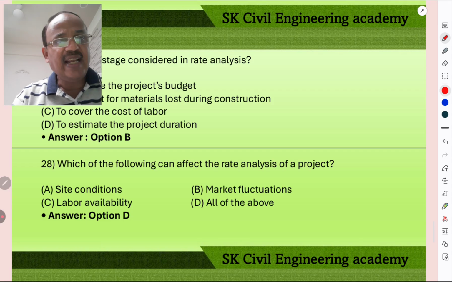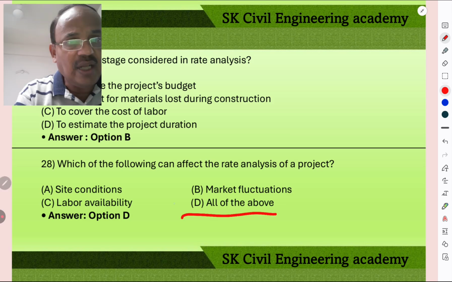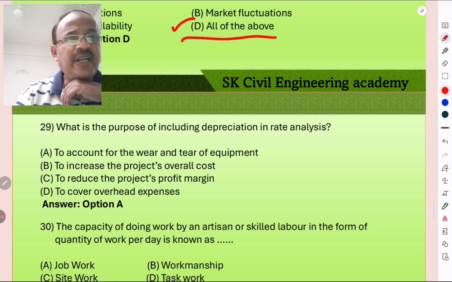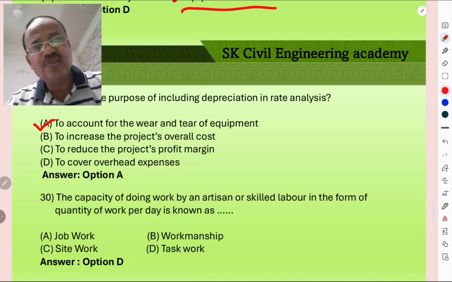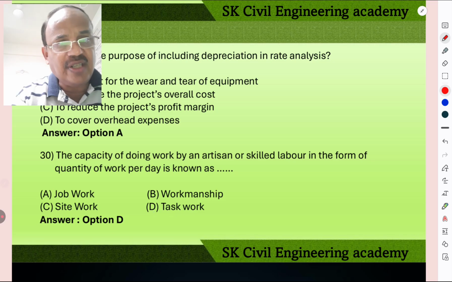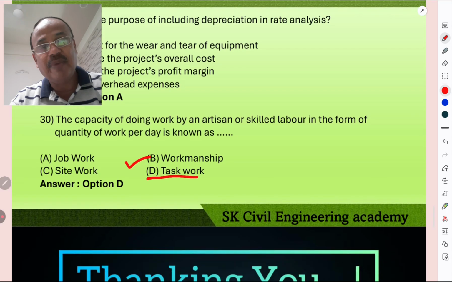Which of the following can affect the rate analysis of a project? Site condition, market fluctuations, labor availability, all of the above affect the rate analysis. What is the purpose of including depreciation in the rate analysis? To account for the wear and tear of equipment or a structure. Then the capacity of doing work by skilled labor in the form of quantity of work per day is known as task work. It is very important question. It is asked in all types of examinations.